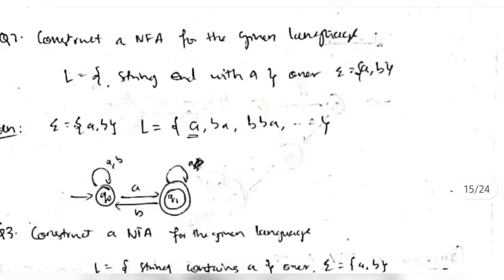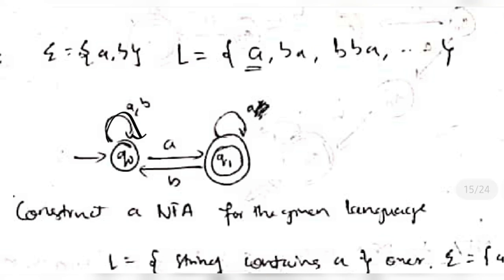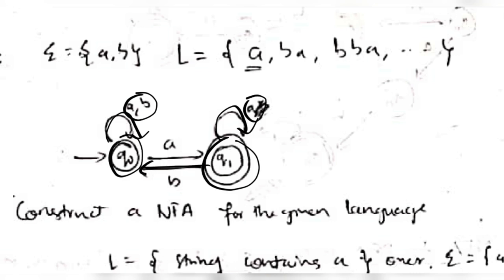Construct an NFA for the given language, string ends with A over A and B. So here also the string ends with A. What is the minimum string we can form? A. Okay, so here we'll have two states and we'll write an arrow mark here and A. Now, the string ends with A. If it ends with A, it can start with any letters, A and B. And it should end with A, therefore A should have a self loop in the final state, and if it's B, again it should go to the starting state, because if we make a self loop for B, it will end with B.